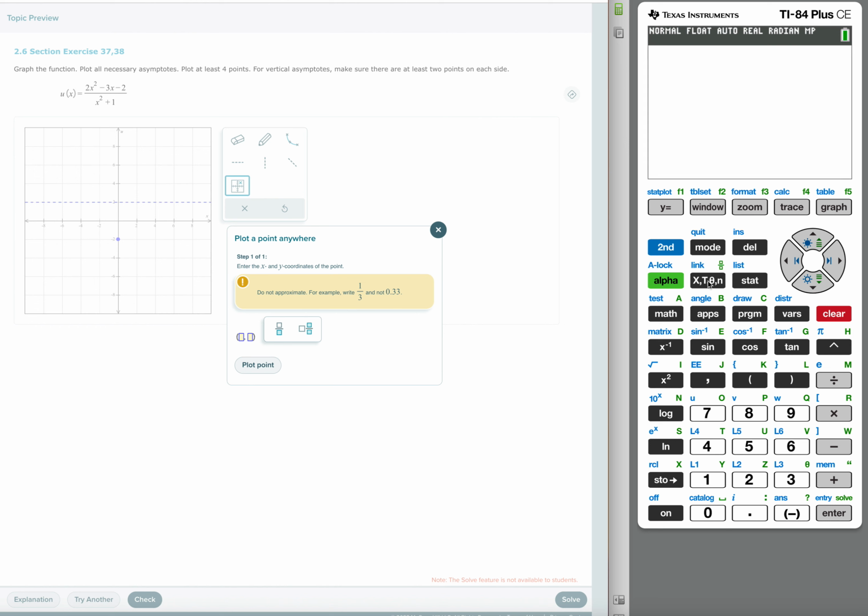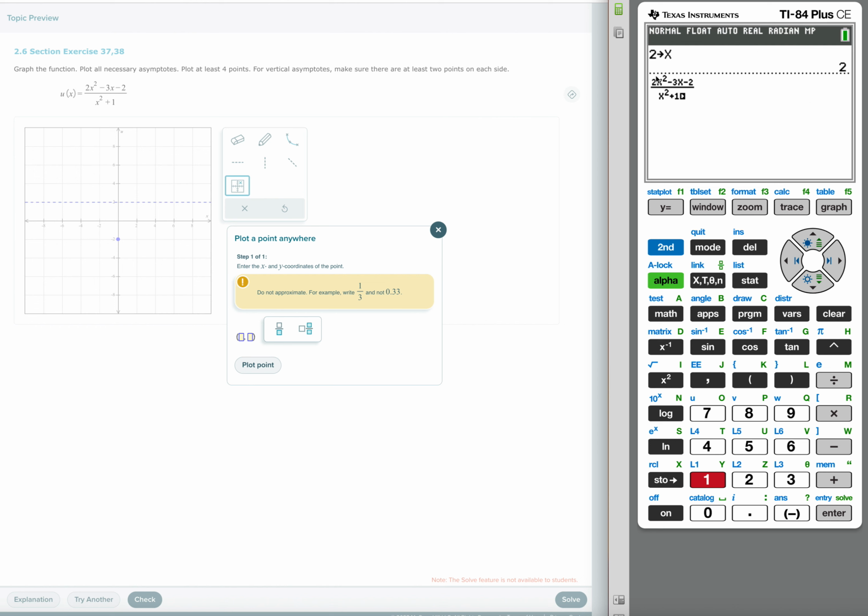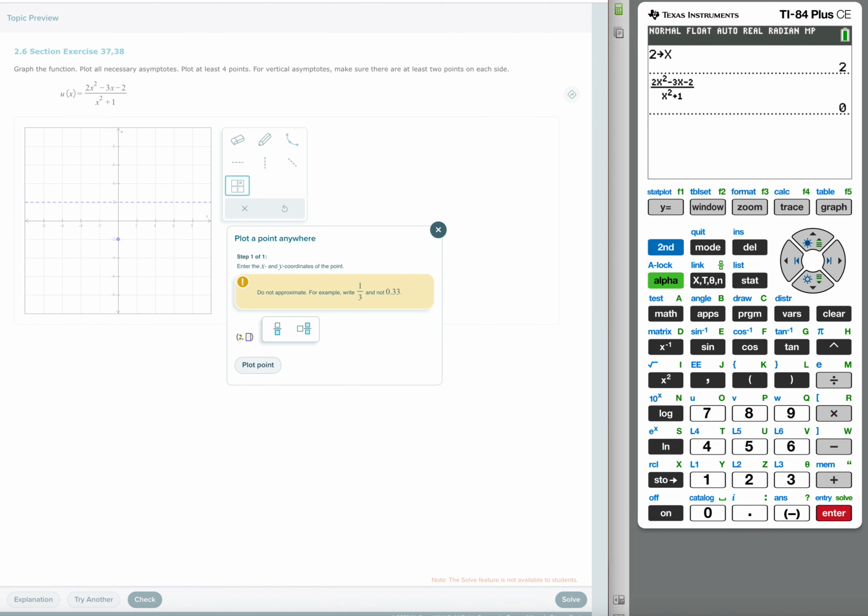So I'm going to show you on the calculator over here, we're going to store x as 2. You type your number in and press store as x. Now the calculator thinks x is equal to 2. I'm going to go into fraction mode in my calculator. If you don't have this option, just use parentheses. So 2x squared minus 3x minus 2 is the numerator, and the denominator is x squared plus 1. So right now when I press enter, the calculator is going to plug 2 in for x here. And when x is 2, y is 0.